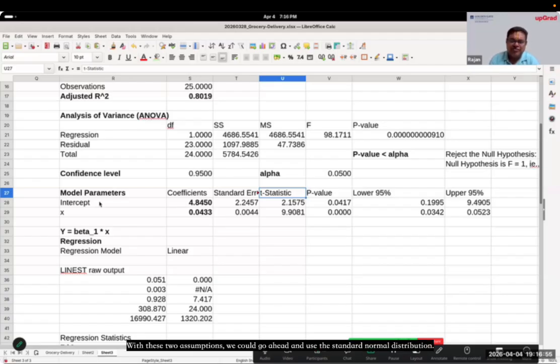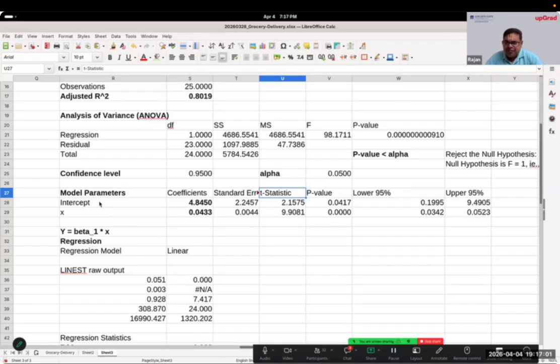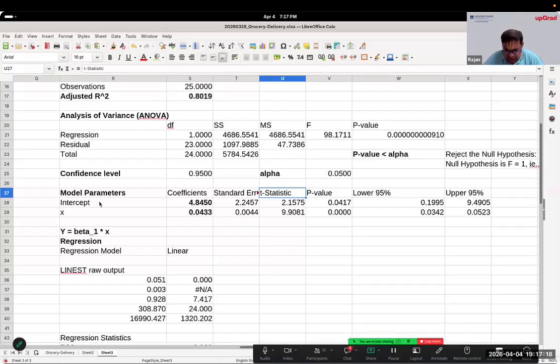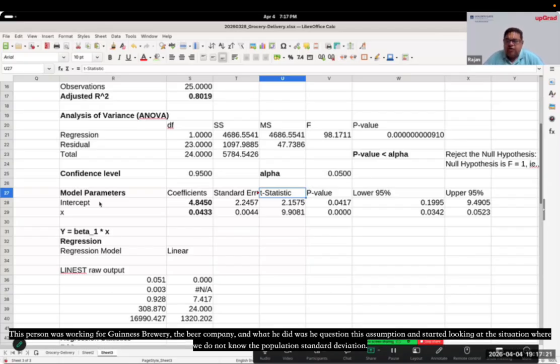With these two assumptions, we could go ahead and use the standard normal distribution. But in 1903 or something like that, about 120 years ago, a statistician, I forget his name, Gossett, G-O-S-S-E-T, was working for Guinness Brewery, the beer company.